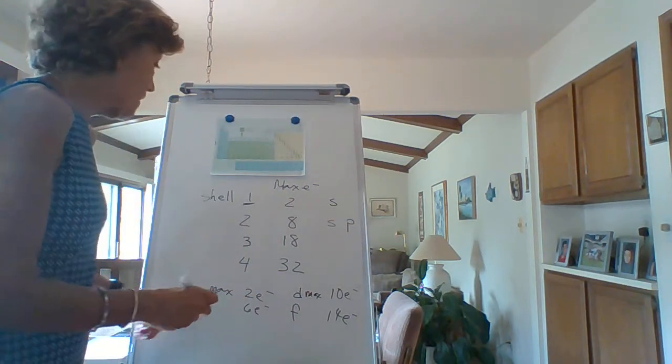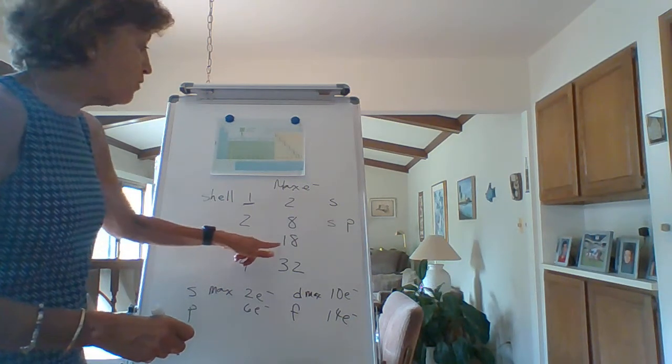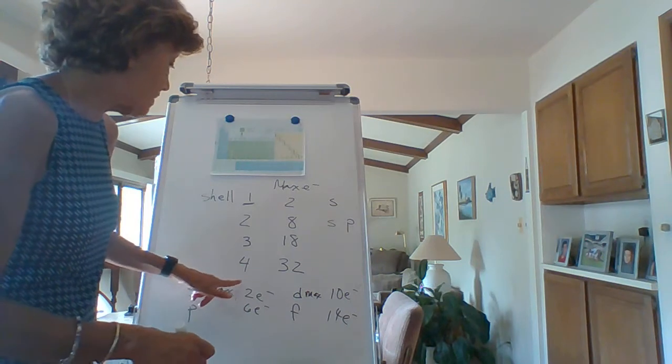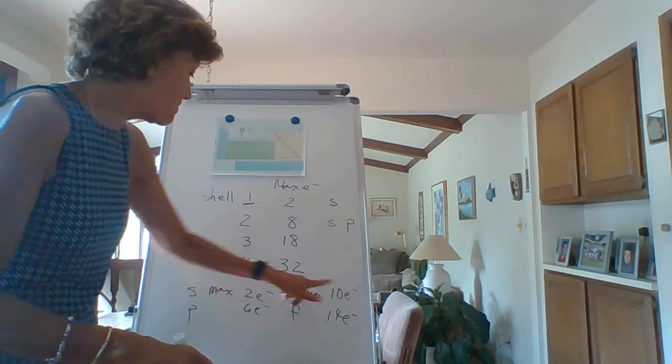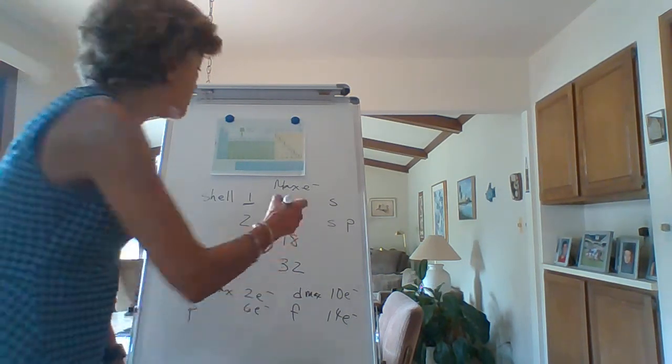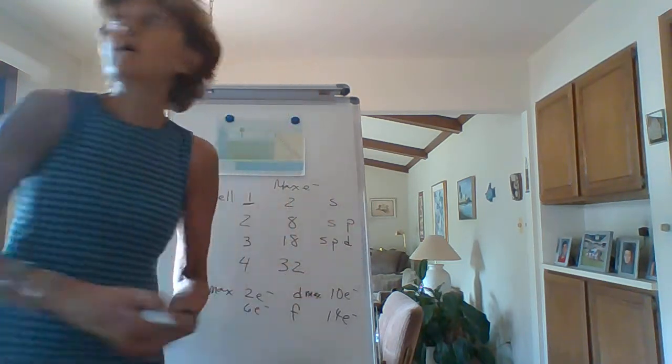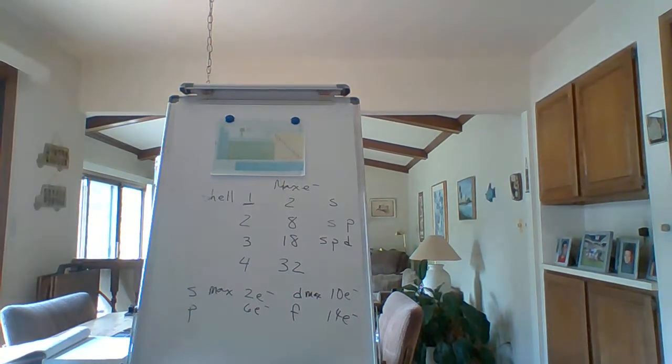Okay? In the third shell, it holds a maximum of 18. So if you put an S and a P and a D, that's 10 plus 8, that's 18. So, yep, third shell, S, P, D.